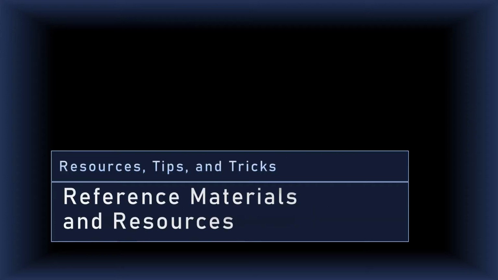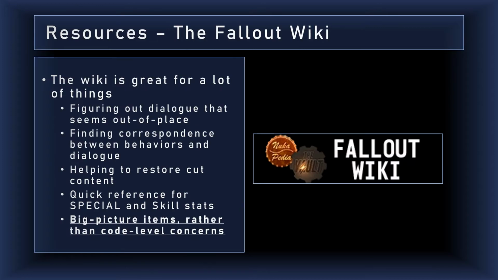So let's get into some reference materials and resources to figure out some things that we can use to aid our dialogue mapping and try and figure out some of the context behind some of the text that we're going to run into. So first thing that comes up is the Fallout Wiki.